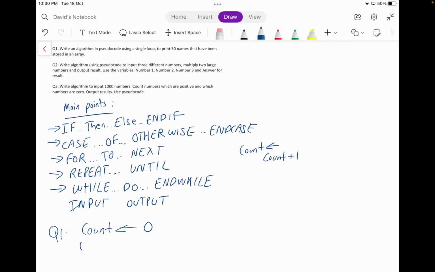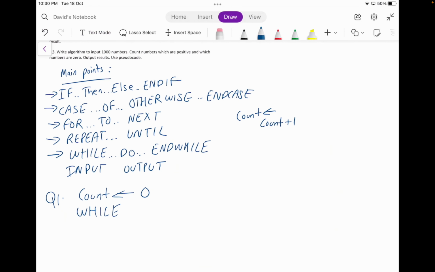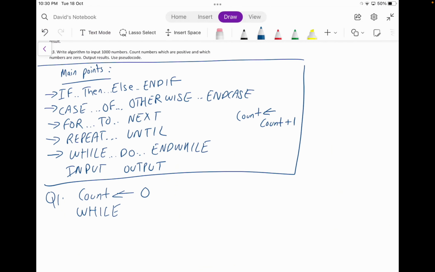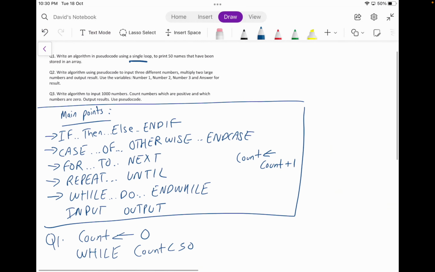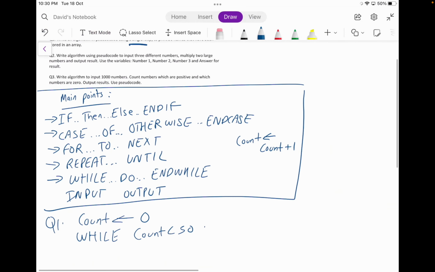While we do that, we're going to write down a while statement, since we have to use a single loop only to print 50 names that have been stored in the array. So it's going to be while. I'm just going to put this in a box so that we can see that individually. We're going to say while count is less than 50. I'm going to mention that since we have to print 50 names. While count is less than 50, do. So you guys noticed that I'm using the same while, do, and endwhile conditional statement here.